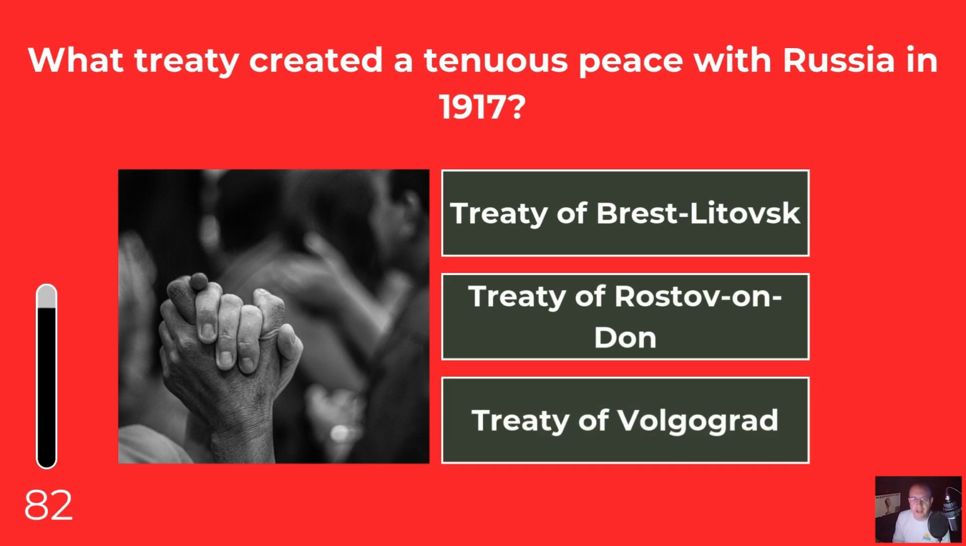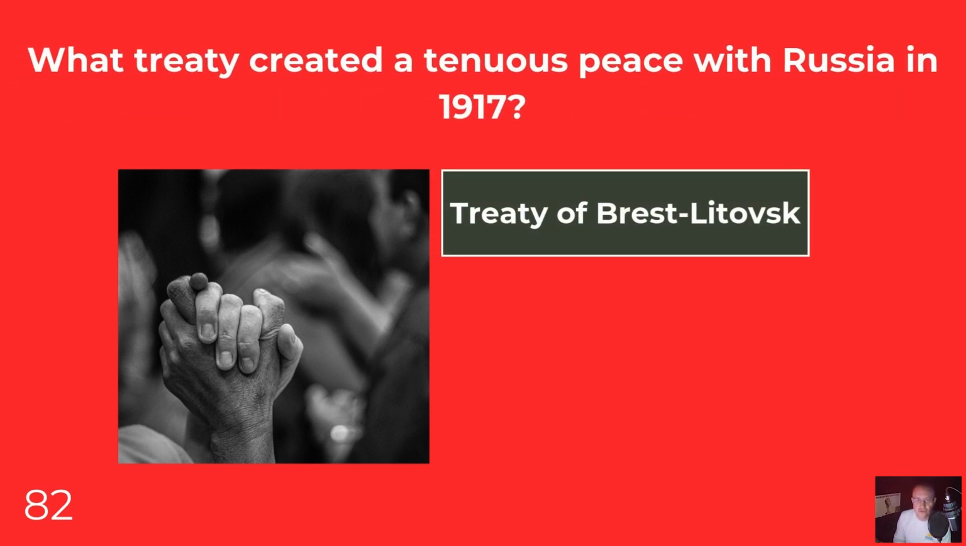What treaty created a tenuous peace with Russia in 1917? Was it the Treaty of Brest-Litovsk, the Treaty of Rostov-on-Don, or the Treaty of Volgograd? It was the Treaty of Brest-Litovsk.